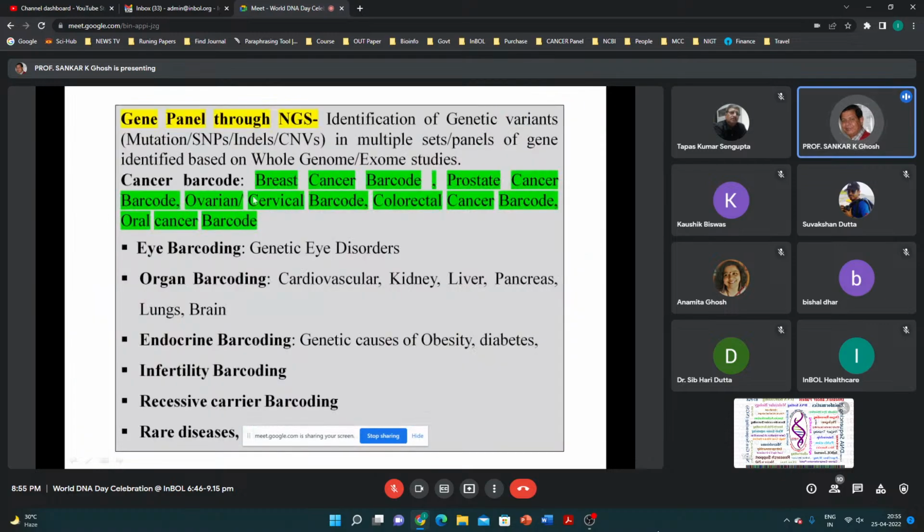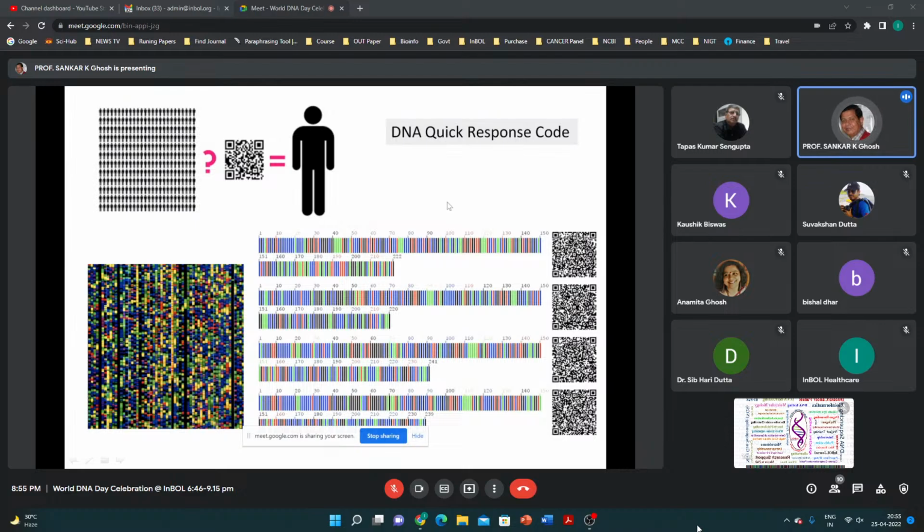Now this can be a gene panel through NGS, like a breast cancer barcode, prostate cancer barcode. This barcode can be an eye barcode, organ barcode, endocrine barcode. I know INBOL has started this kind of gene panel, differentiated into different kinds of barcodes, with the clinicians, and that is a very good initiative that INBOL has started in this disease barcode system with the NGS based gene panel.